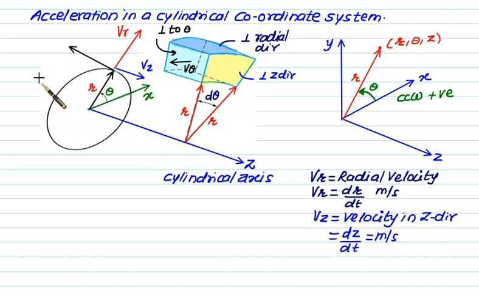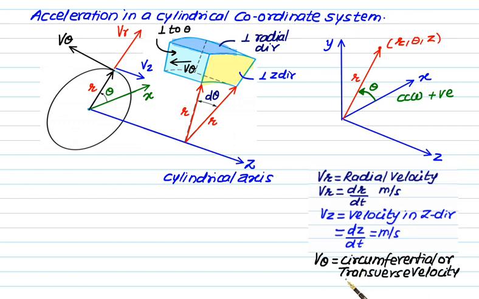You can call v theta a circumferential or transverse velocity, and it is given by r multiplied by omega, and omega is the same as d theta by dt, the rate of change of angular displacement with respect to time. So this time we have three components, one is Vr, one is Vz, and one is v theta, and their definitions are given here. Here r has a unit of meter, and d theta by dt has a unit of per second. So we'll get meter per second.